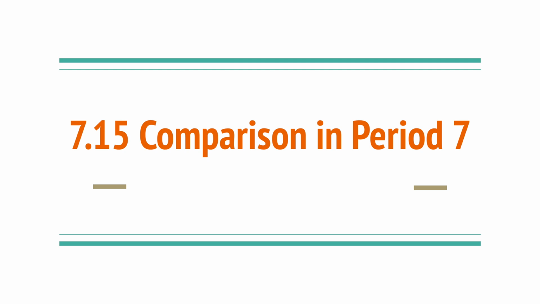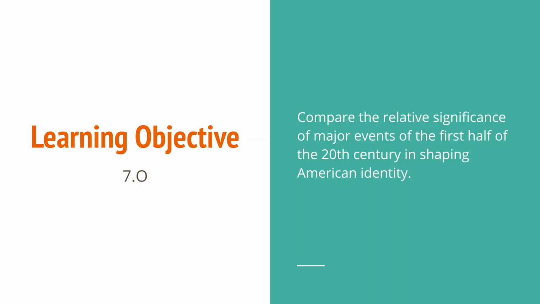You did it. This is the last lecture for period 7, and we're going to take a look at the entire period and find areas for comparison in period 7. That is our learning objective for today. Compare the relative significance of major events of the first half of the 20th century in shaping American identity. So that's one thing that we're going to continue to go back to in each of these slides is how these events are shaping American identity.